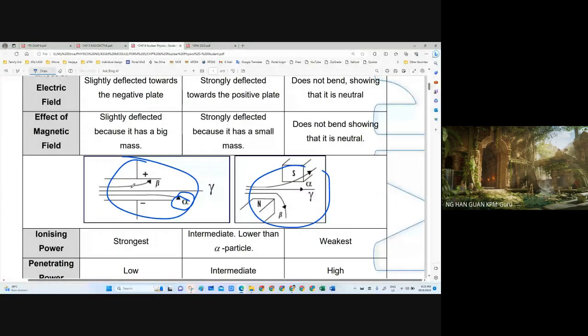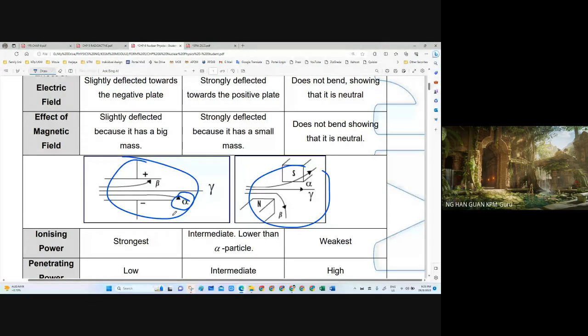But why will the deflection of beta be greater than alpha? Alpha is only slightly deflected, so it's not immediately bent towards the negative plate. Not because the alpha moves faster, but because the alpha particle is bigger in mass and has bigger inertia. So when the negative plate attracts the alpha particle, because of its greater inertia and momentum due to the bigger mass, it will only be slightly deflected towards it.